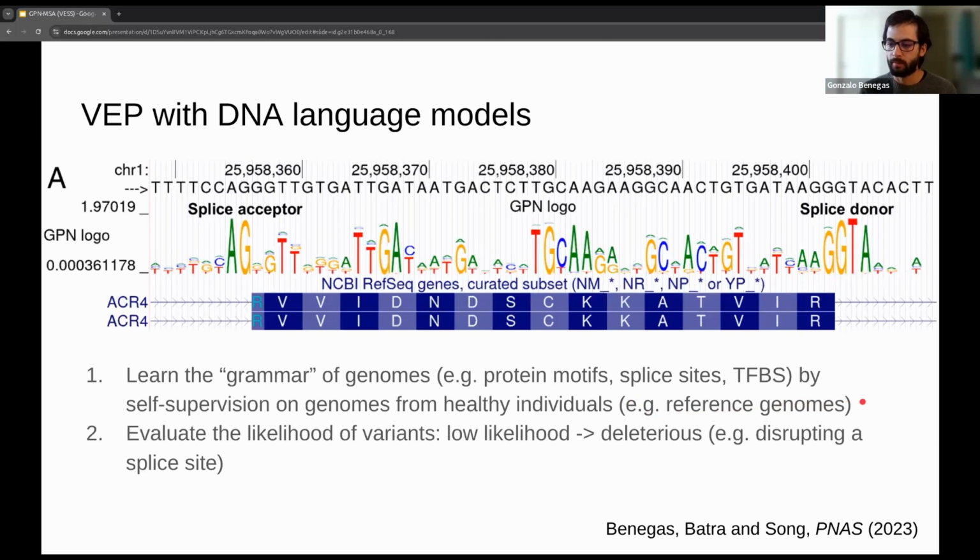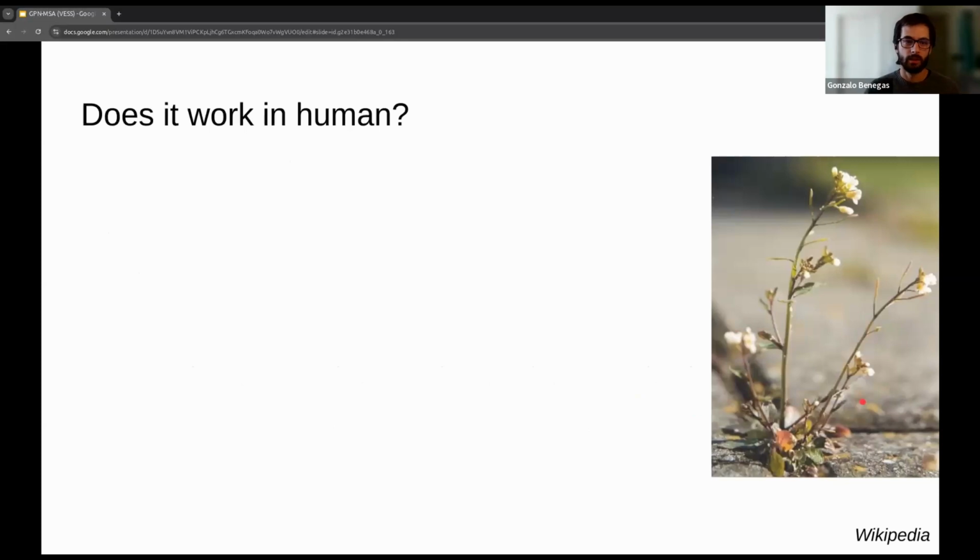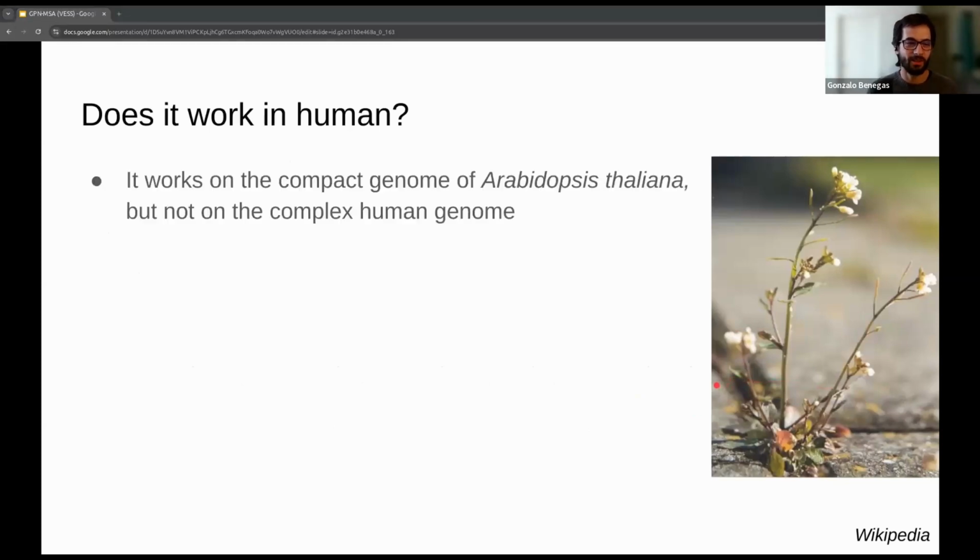So, sequences or specific mutations that don't seem to be from a healthy individual. Now, an important caveat is that this is work that we did in the small genome of this plant, Arabidopsis, but it doesn't really work yet in the human genome.